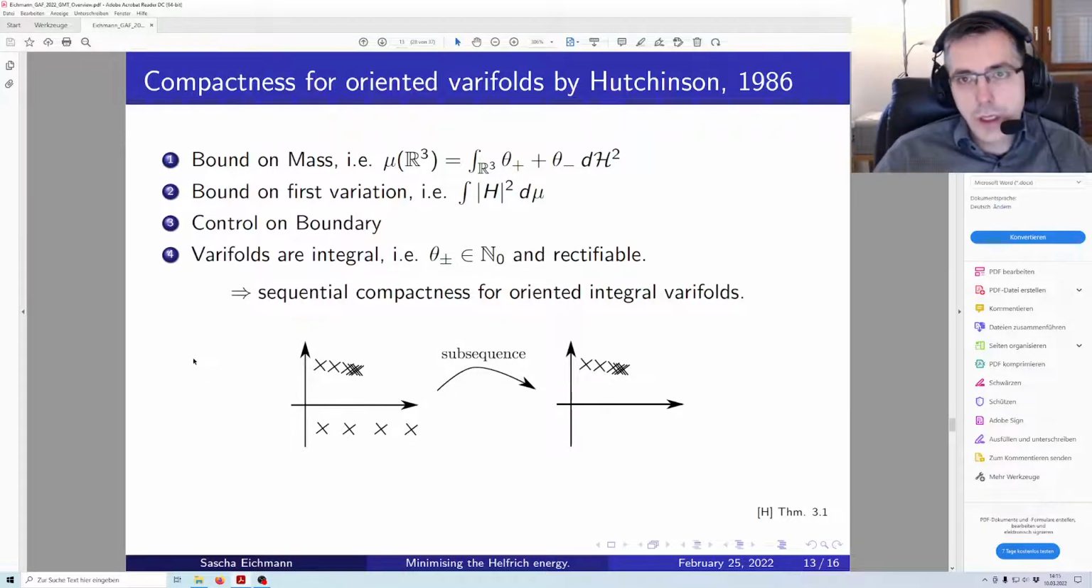Okay, and this is essentially the variational framework given by geometric measure theory. And at the back of this is this compactness theorem. Okay. This is essentially everything that I wanted to tell you.